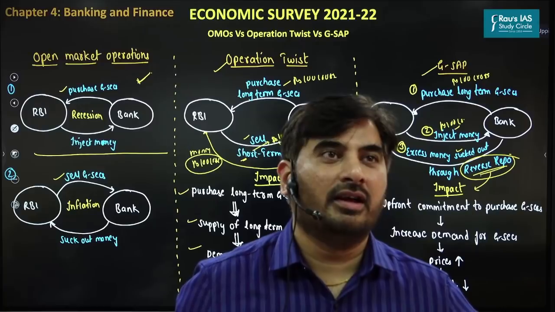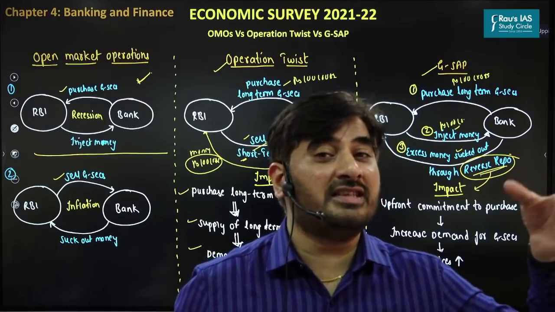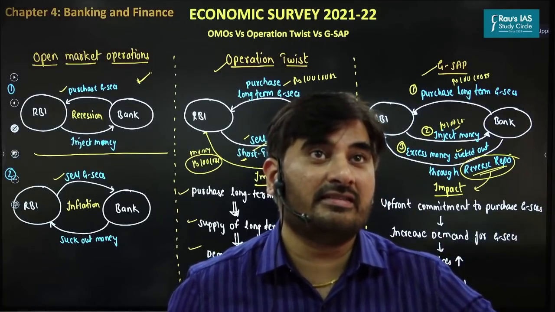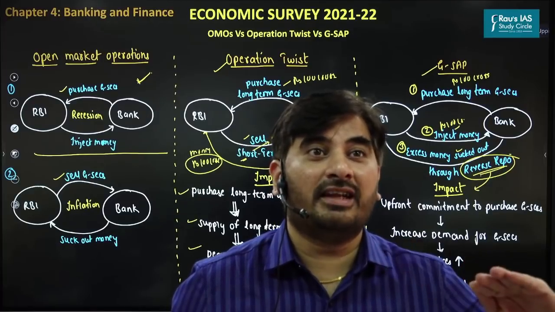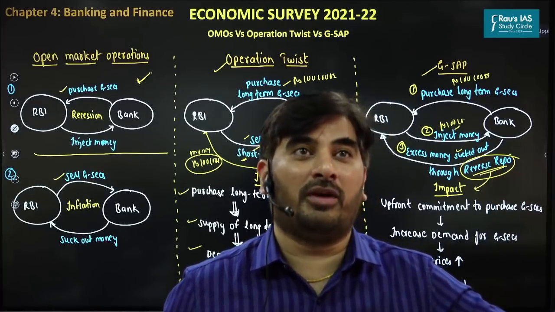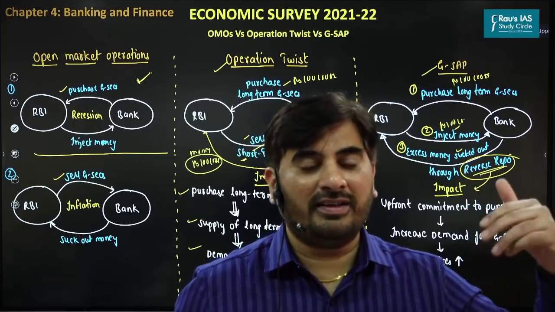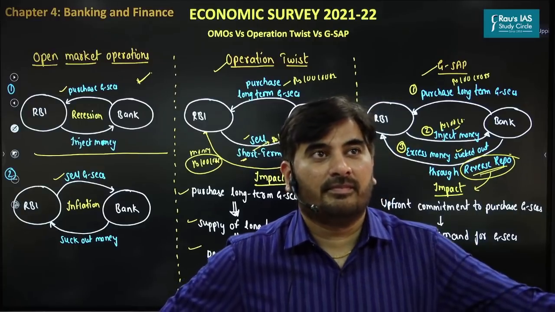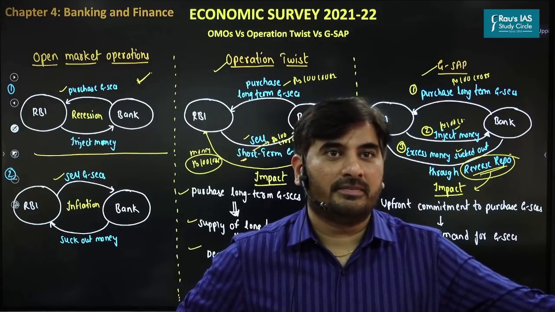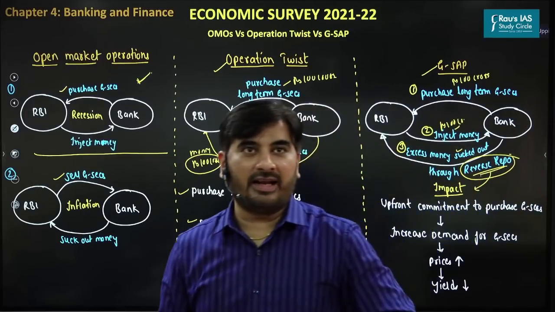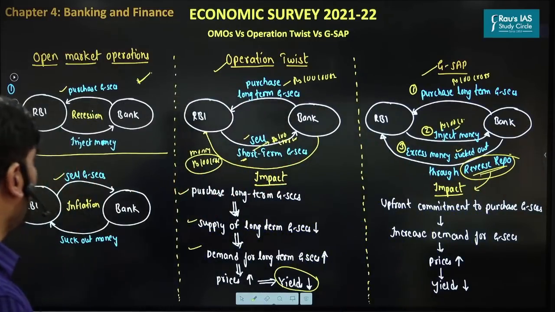No effect. So as far as Operation Twist and GSAP is concerned, the focus is not on injecting money. Please understand that. Focus is not on injecting money. Focus is on controlling the yield rates on the long-term government securities to ensure that the yield rates of the long-term government securities is below 6%. Are we clear now, all of you? Yes. So these are some things which become quite important as far as your prelims examination is concerned.